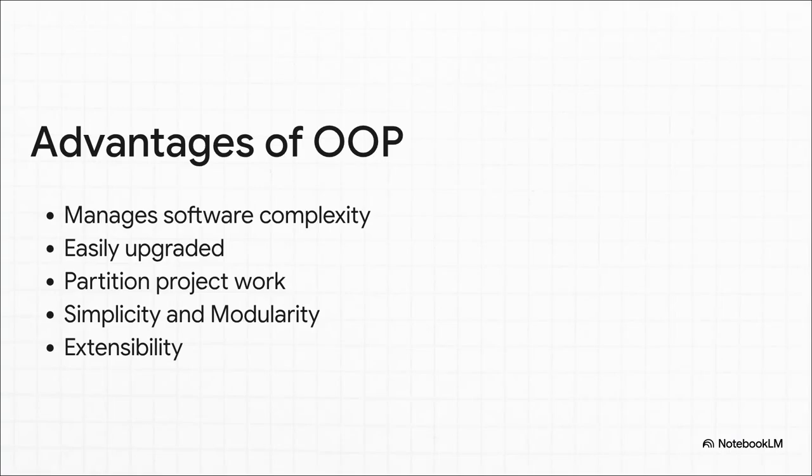So object-oriented programming is basically the ultimate fix for messy code. If you check your lecture notes, OOP is an absolute game changer because it handles software complexity. By breaking things down into manageable objects, it makes upgrading systems super easy. Plus, it makes partitioning work across a massive project way simpler. Now, for your exam, you absolutely need to hit these specific buzzwords: simplicity, modularity, modificationality, extensibility, and maintainability. Seriously, memorize those and you're guaranteed full marks when they ask for the advantages of OOP.